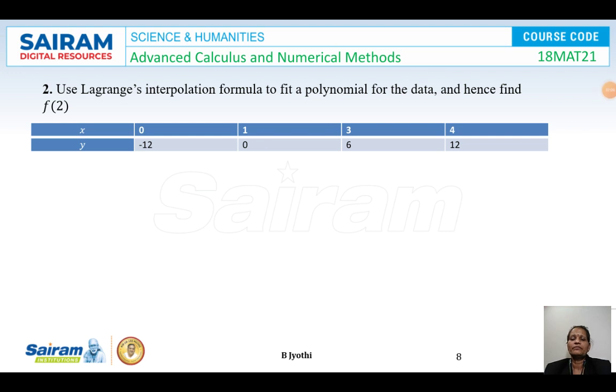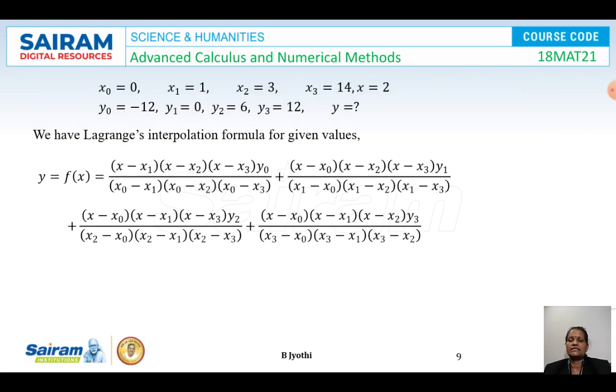Next problem. Use Lagrange's interpolation formula to fit a polynomial for the data and hence find f of 2. Here x is 0, 1, 3, 4 and y is minus 12, 0, 6 and 12. Let us name x0 as 0, x1 is 1, x2 is equal to 3 and x3 is equal to 4, where we need to find y at x equal to 2. y0 is minus 12, y1 is 0, y2 is 6, y3 is 12, y is equal to question mark. We need to find that out.